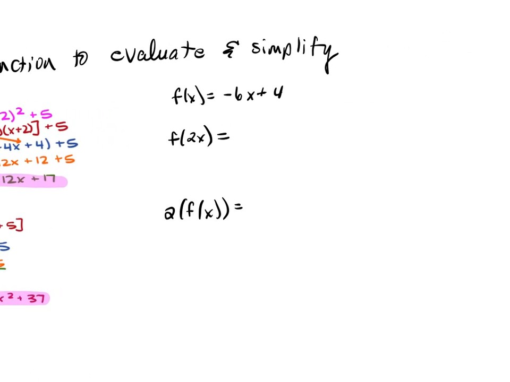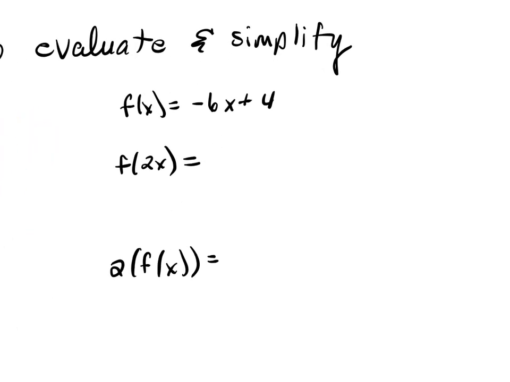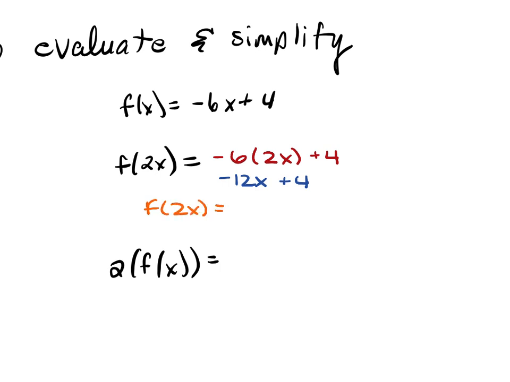For our next example, we're starting with f of x is equal to negative 6x plus 4. We're going to first do f of 2x. So we're plugging in the 2x for x in this negative 6x plus 4. So it's going to be negative 6 times 2x plus 4. The negative 6 times 2x is negative 12x plus 4. And this gives us a final solution of f of 2x is equal to negative 12x plus 4.